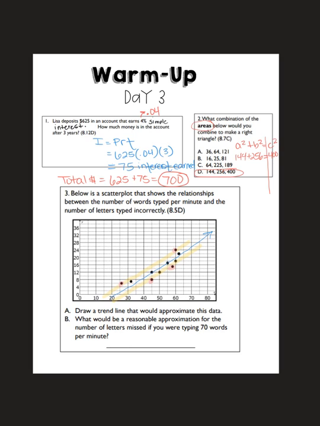So we drew the trend line. There's my check. Now it's asking us, what if they typed 70 words per minute? So I'm going to go here to my 70, and I'm going to follow that line going up, and I'm going to see where it connects to my trend line. And it looks like it connects at about 26. So for 70 words per minute, you can expect to miss about 26 letters.